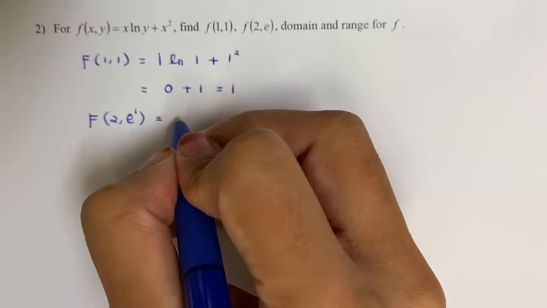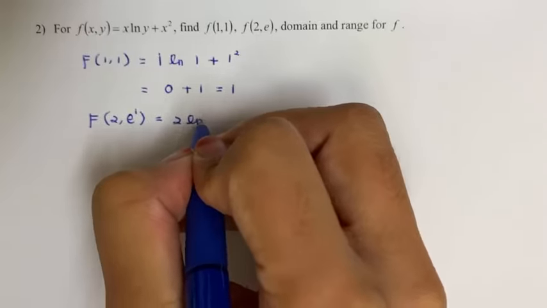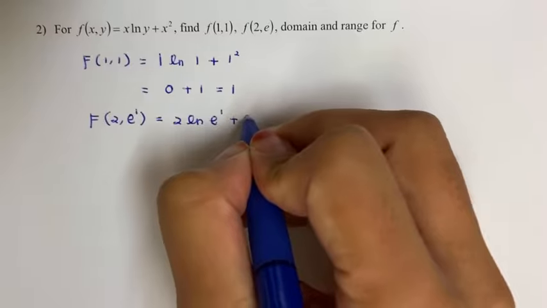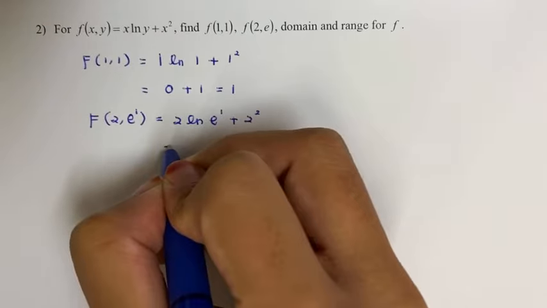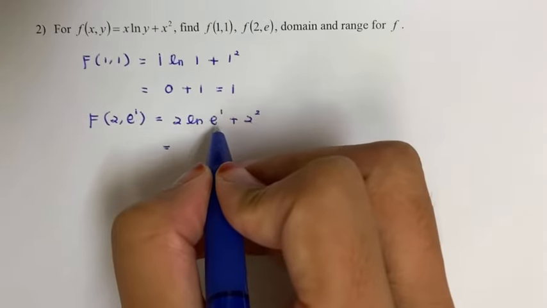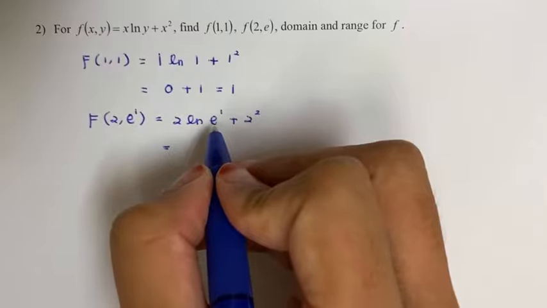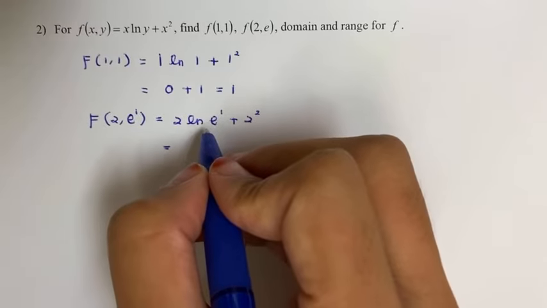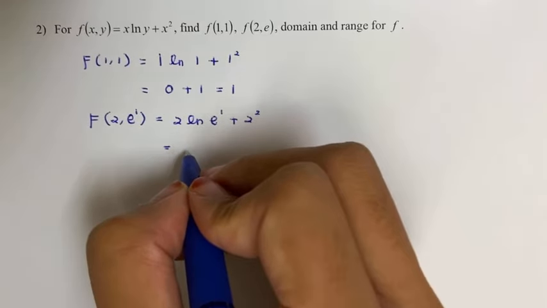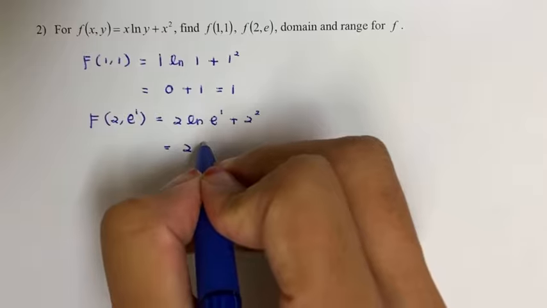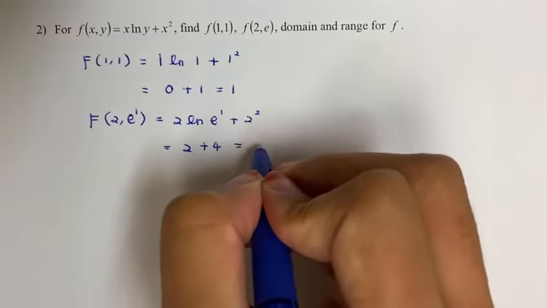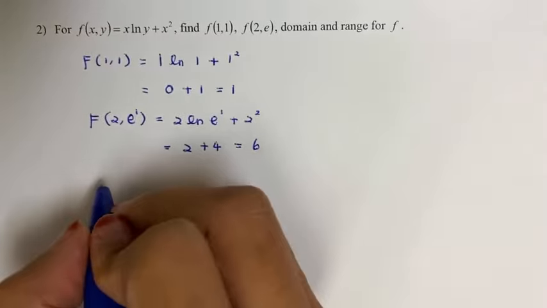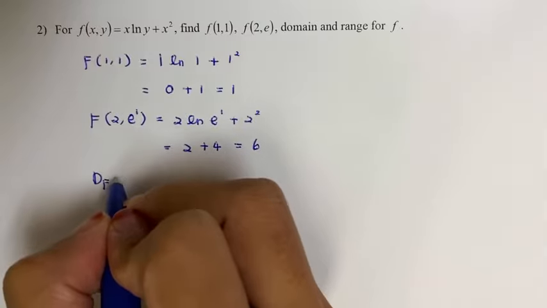Okay, next, f(2, e). Exponent here means e to the power 1. So you have here 2 ln e plus 2 square. So 2 times ln e is equal to 1. Okay, ln multiplied by its exponent base is equal to 1. So you have 1 multiplied by 2, you have 2 here, plus 4. So this will give you 6. Right? Okay, next for the domain of f.